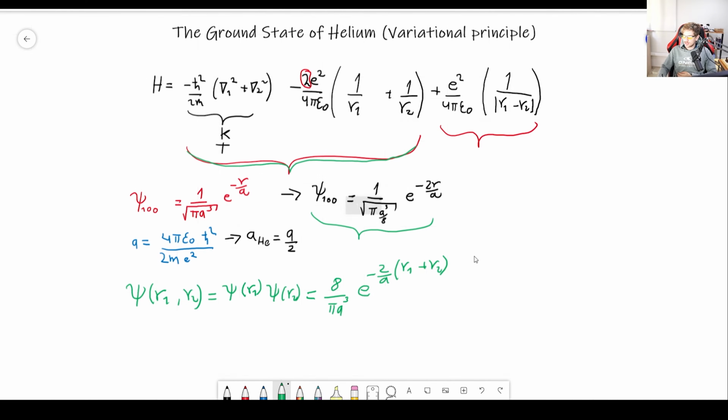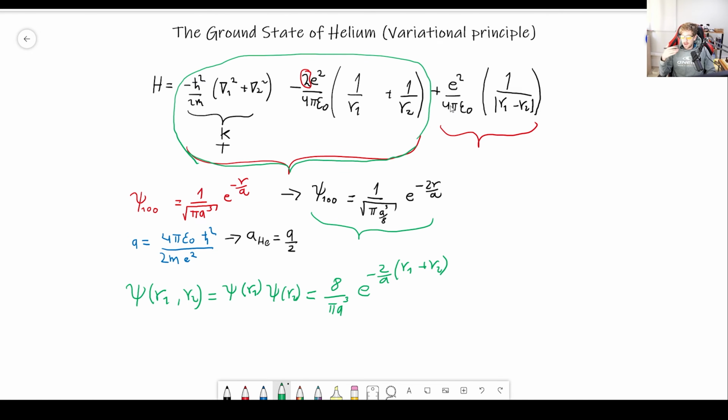And this is the wave function, of course, for only this part. We are neglecting the interaction between the electrons. We are saying, okay, let's pretend that that interaction just doesn't exist. That's what we're saying by doing this. We're saying there's no interaction between the electrons, which of course isn't true.